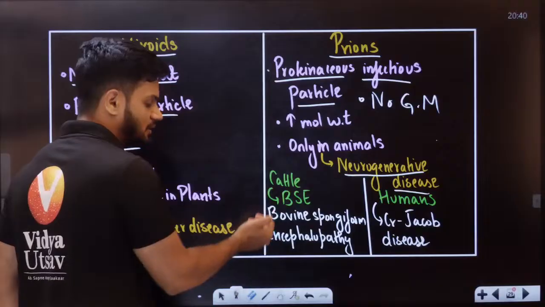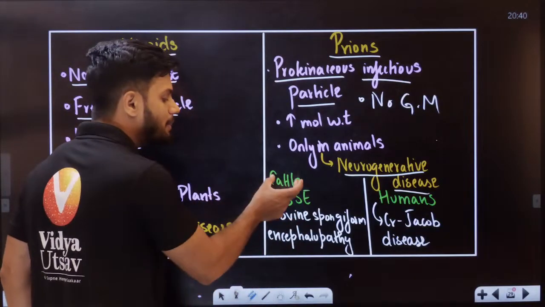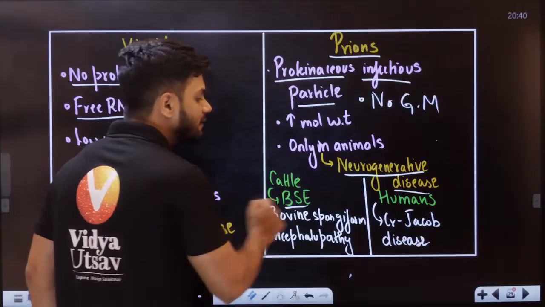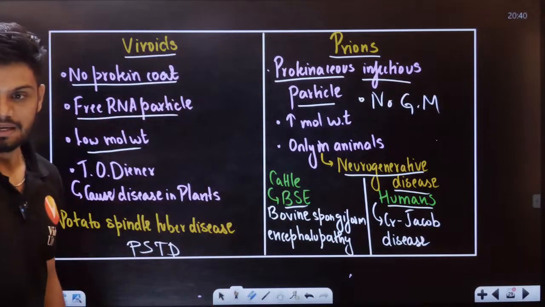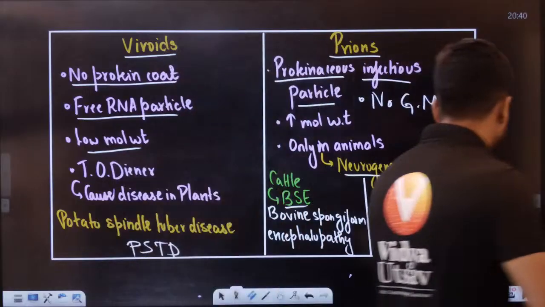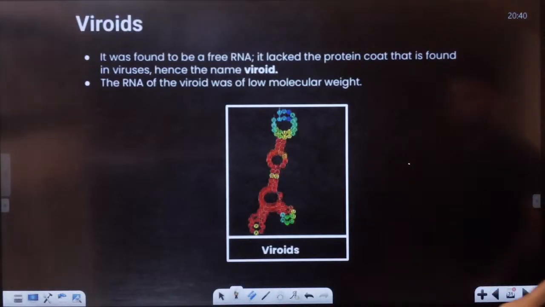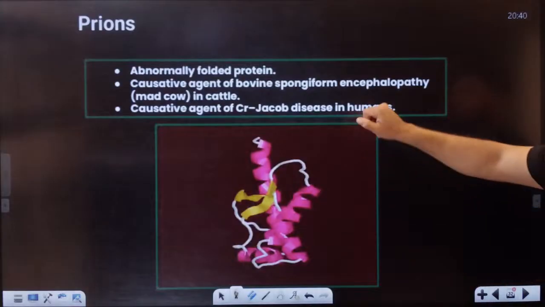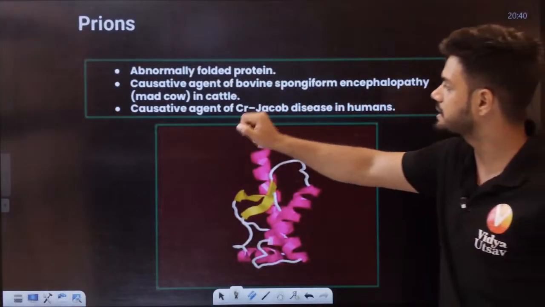In the case of cattle, we find mad cow disease. Mad cow disease is also called BSE. Then in the case of humans, we have CJ Jacob disease. See, viroids, students. See, prions, the causative agent of bovine spongiform encephalopathy, mad cow disease.